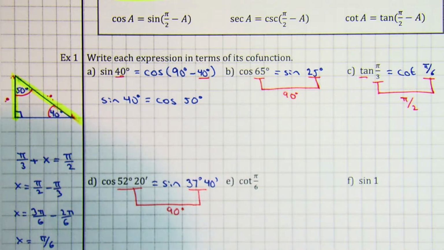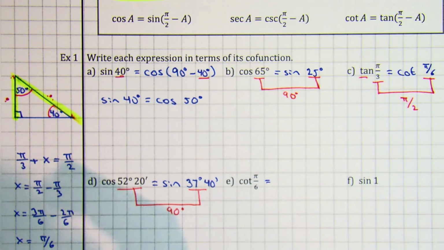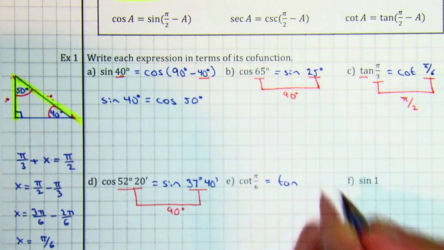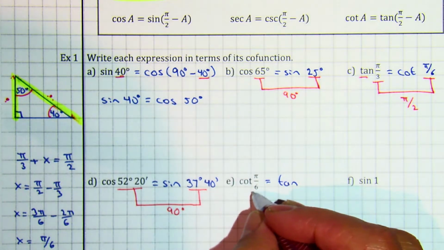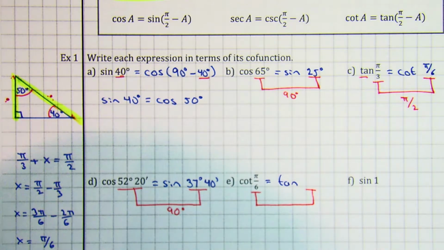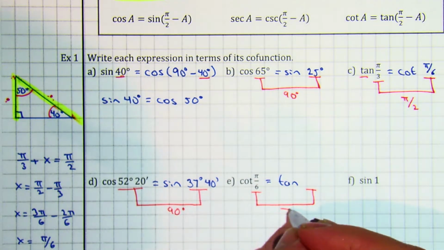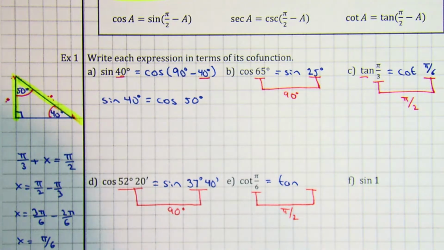Cotangent is correct. It is the cofunction of tangent. So therefore, cotangent, pi over 6 plus what number will give me pi over 2? Correct, pi over 3.